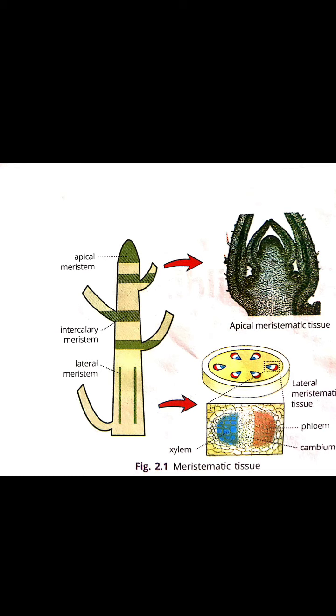Okay, so first of all, what did I just tell you? In the case of meristematic tissue, apical meristematic tissue, lateral meristematic tissue, and intercalary meristematic tissue. Now we come to, in the same way, permanent tissue.